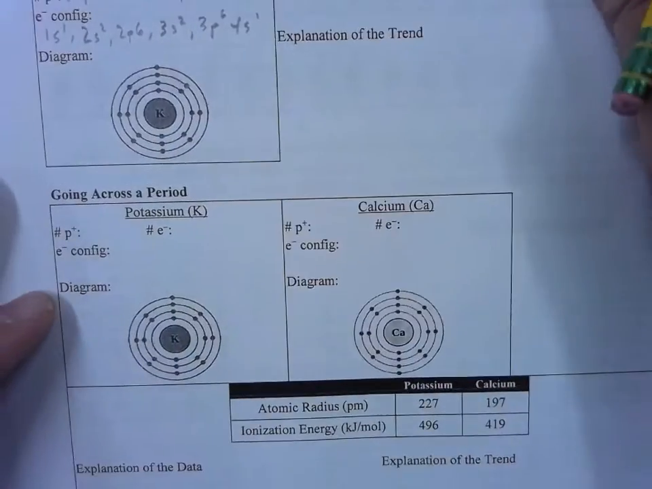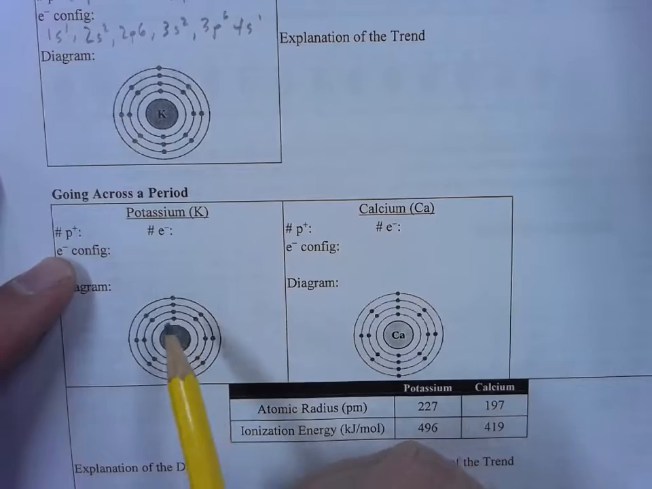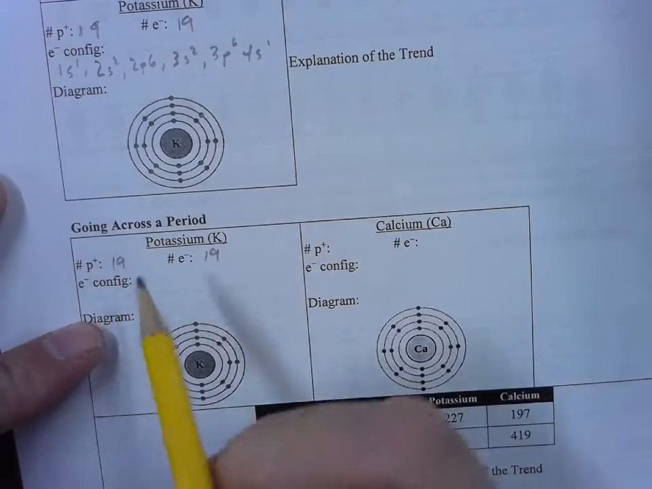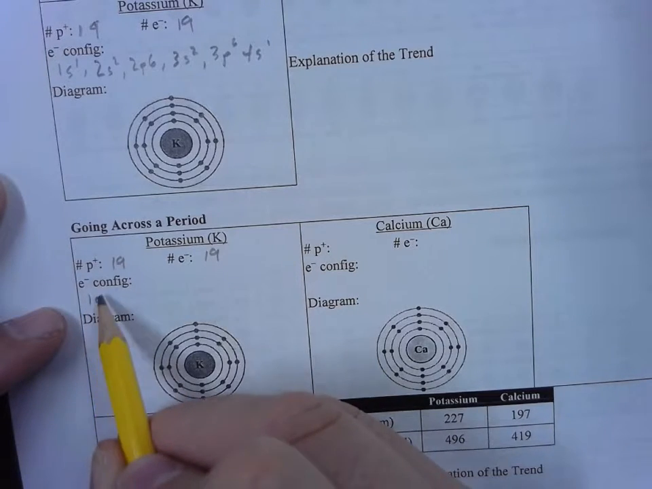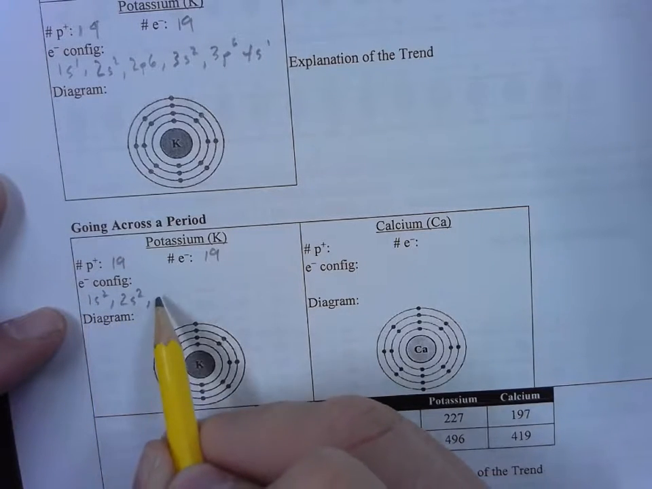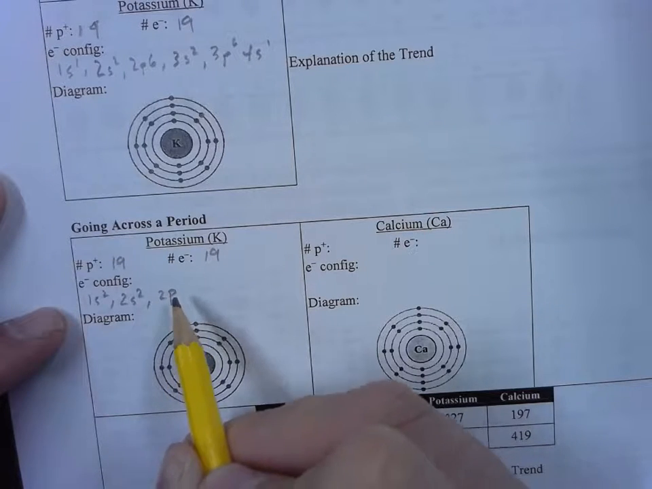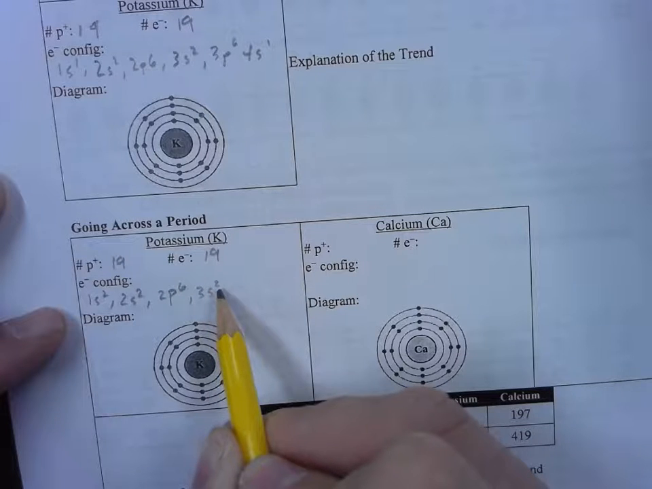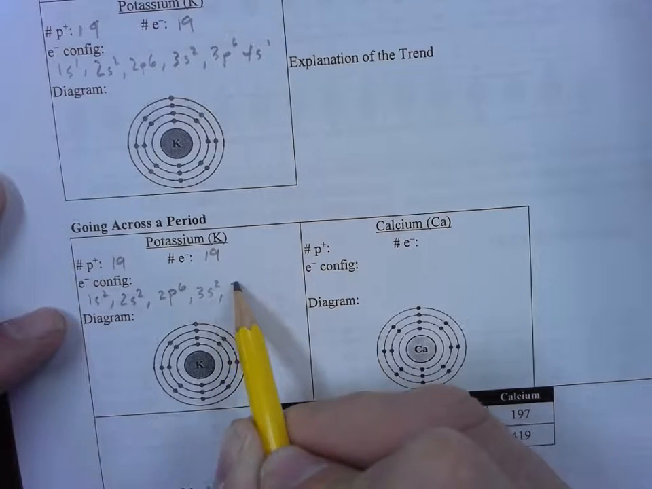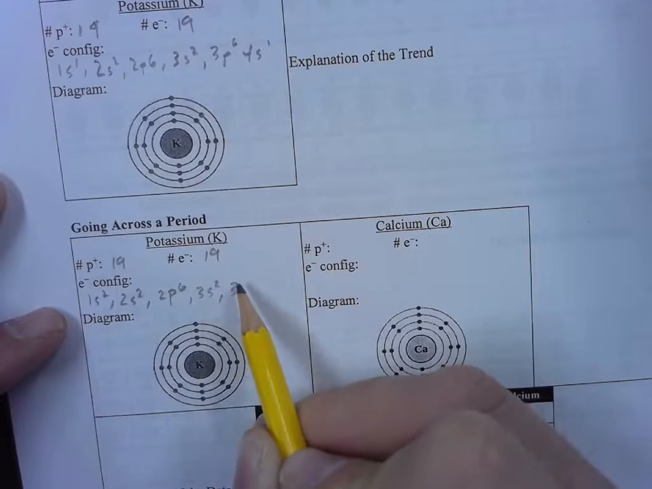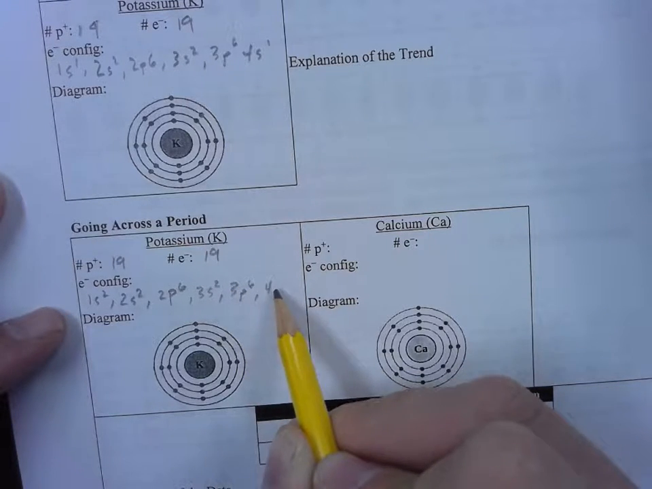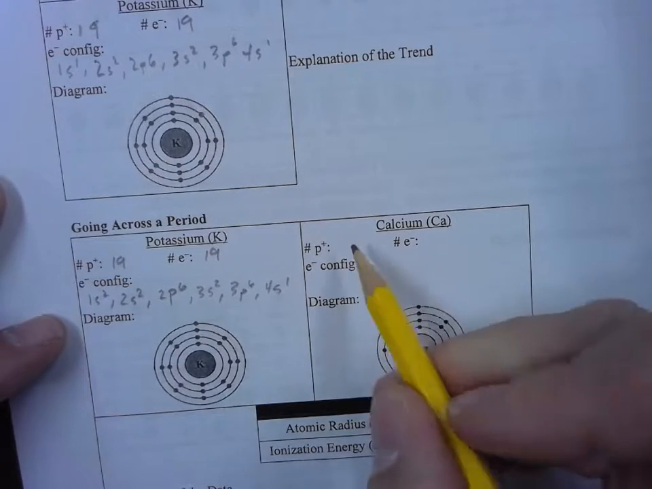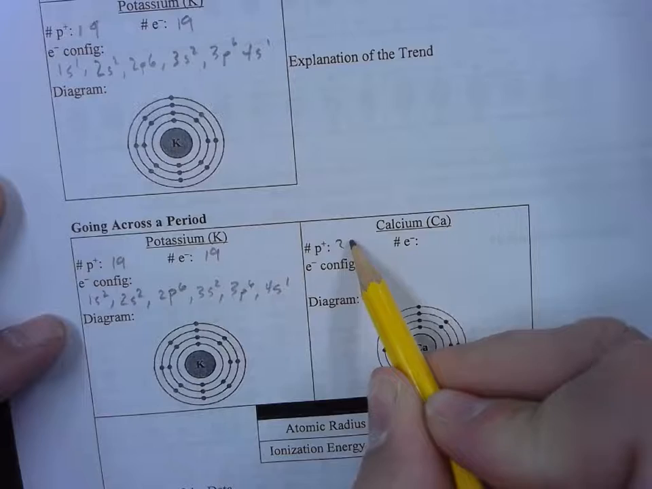Okay, let's go ahead and do our configurations. In this case, for potassium, we have 19 protons and 19 electrons. And our electron configuration is 1s2, 2s2, 2p6, 3s2, 3p6, and 4s1. Okay, 4s1.